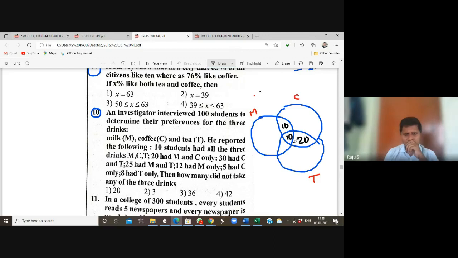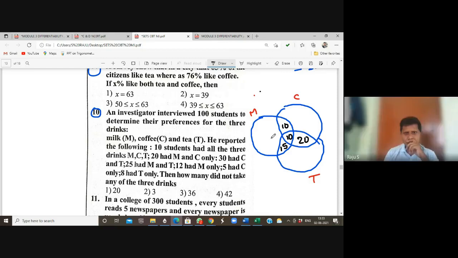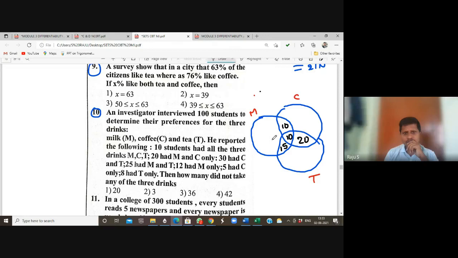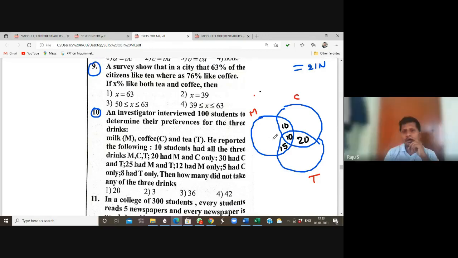12 had M only. The answer is 20, sir. Yes. And what about the others? Is that right?